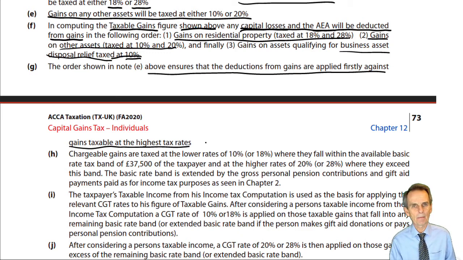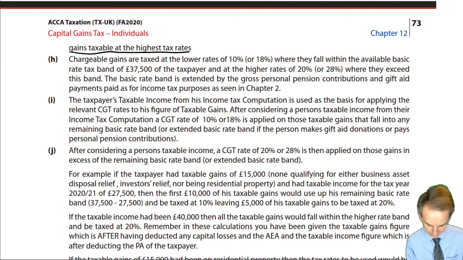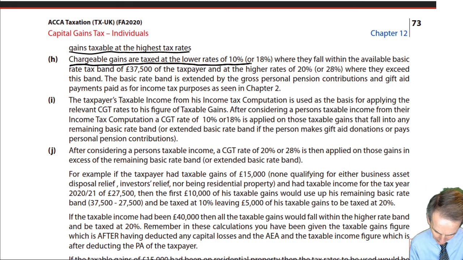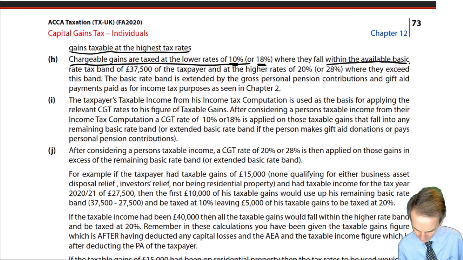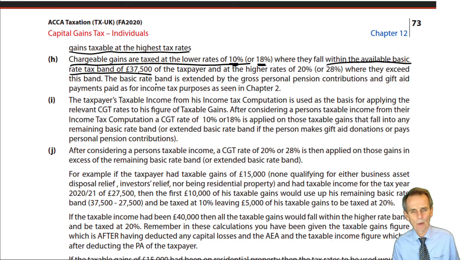This is where we see the link back to the income tax computation, and specifically to the taxable income of the taxpayer for the tax year on that income tax computation. Because our chargeable gains will be taxed at the lower rates of 10% on other assets or on assets qualifying for business asset disposal relief, or 18% where they fall within the available basic rate band. Now, any assets that qualify for business asset disposal relief or investors relief, you've got your lifetime limits of 1 million and 10 million respectively.